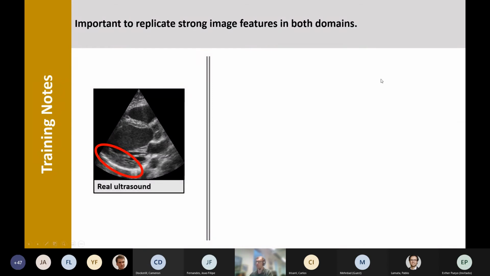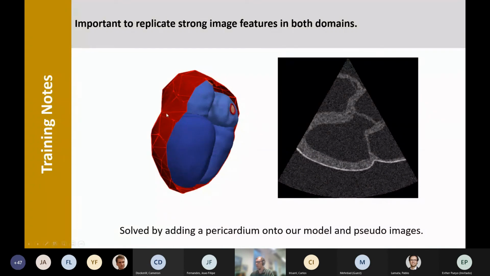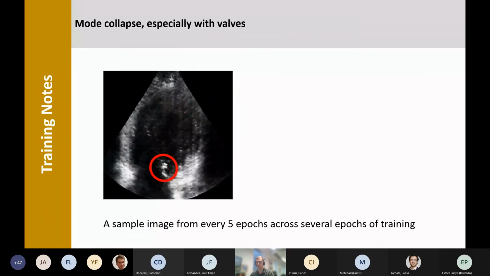It was important to replicate strong image features in both domains. In real ultrasound, you have a strong image feature here, which is called the pericardium. This is for a different ultrasound view, but just to demonstrate the point. Originally in some of the pseudo images, we did not include this pericardium, which meant that the lateral wall here was interpreted as a pericardium because it was the strongest image feature present. So we ended up including the pericardium within the model to mimic the strong image features in both domains to get accurate translation between those domains.